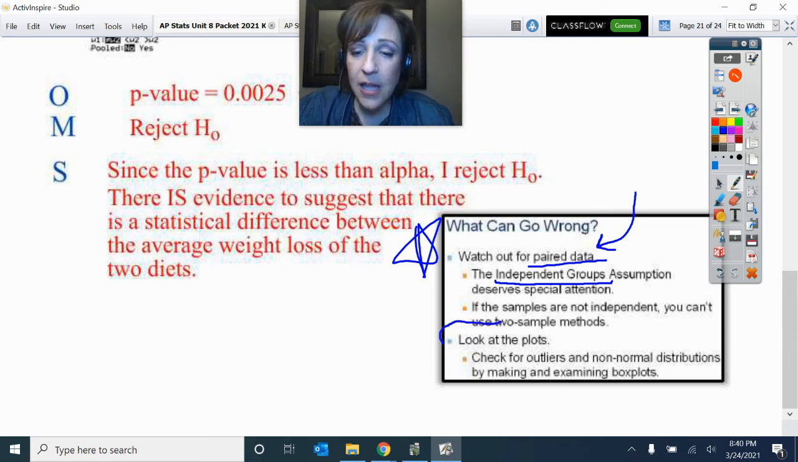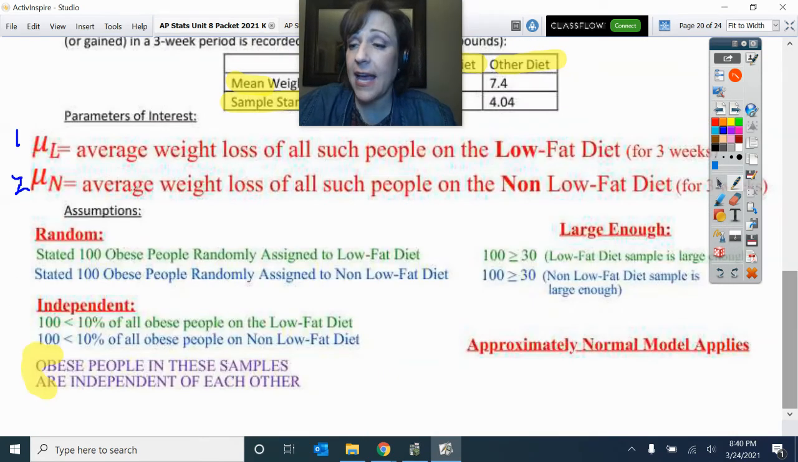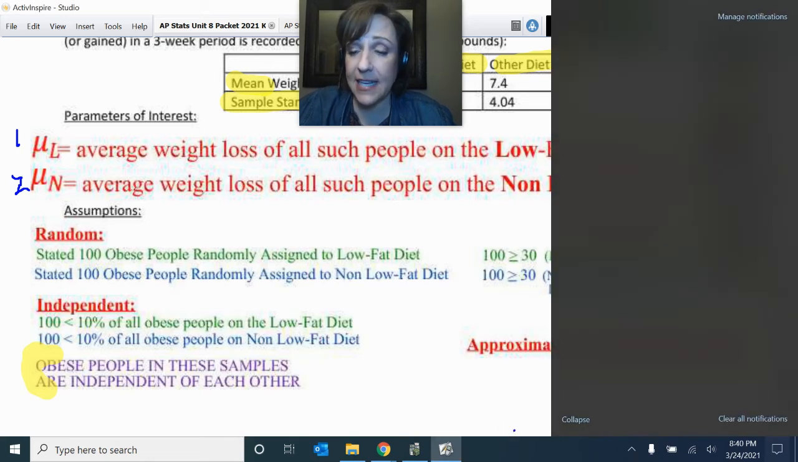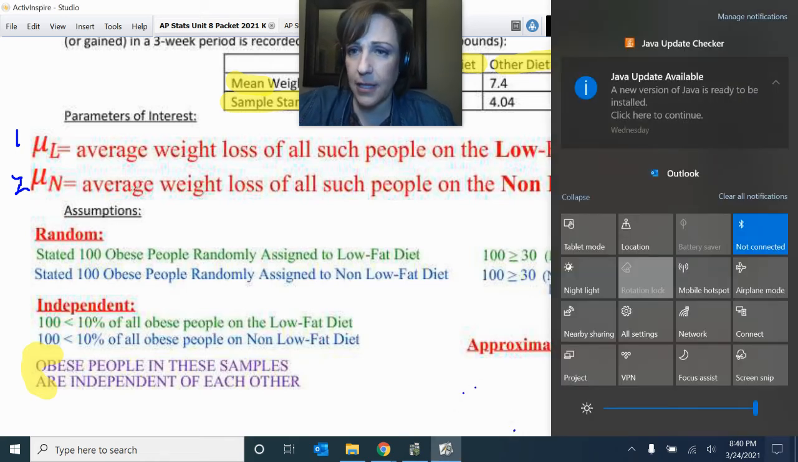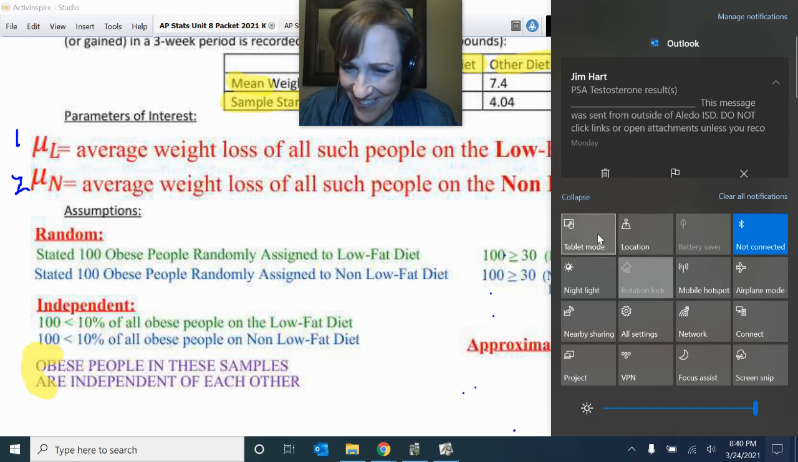But here, if you just had individual data given to you, so if instead of, let's get off of that. Can you go away? I don't know how to get that thing away. Go away.